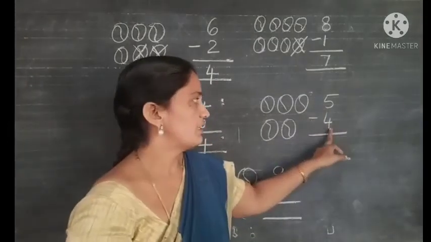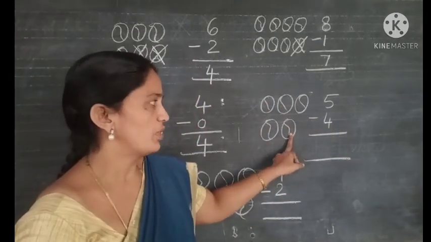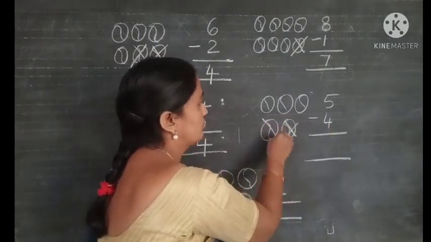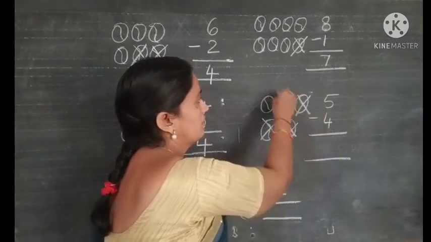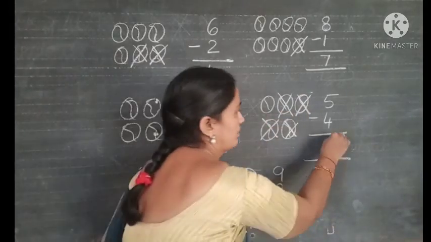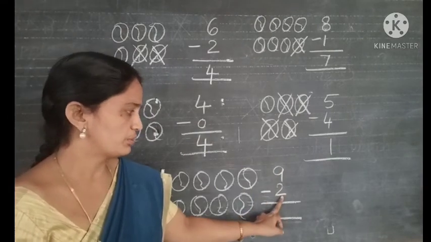Next, 5 minus 4. 1, 2, 3, 4, 5. 5 balls. Cross out 4 balls. 1, 2, 3, 4. How many left? 1. The answer is 1.